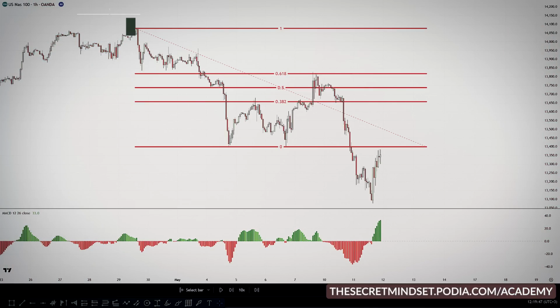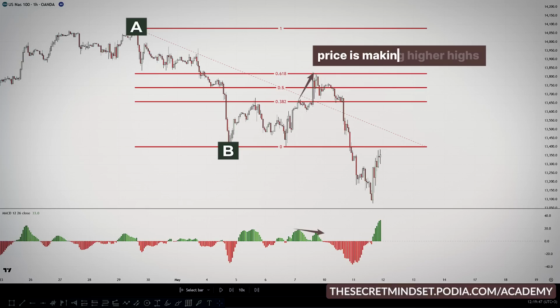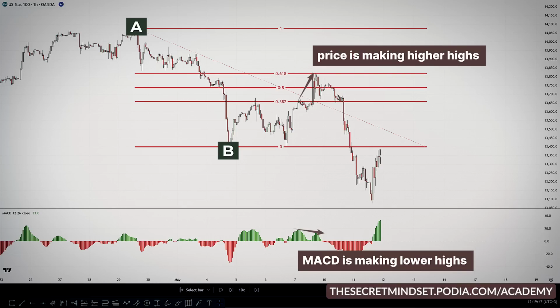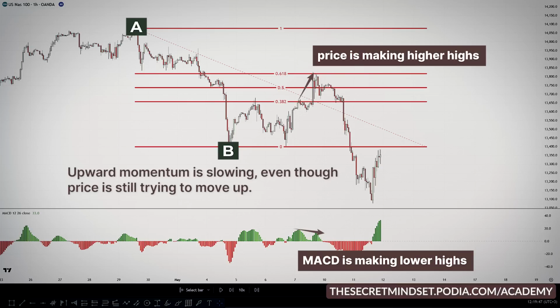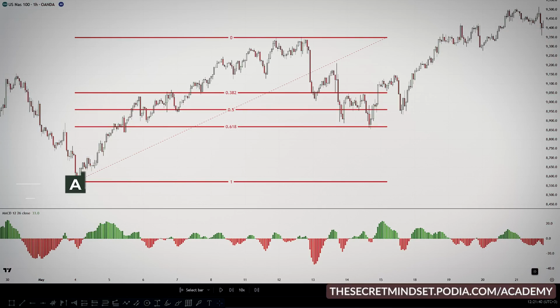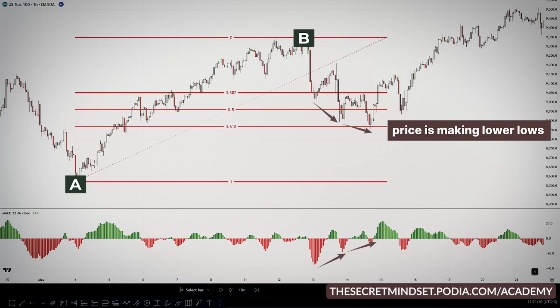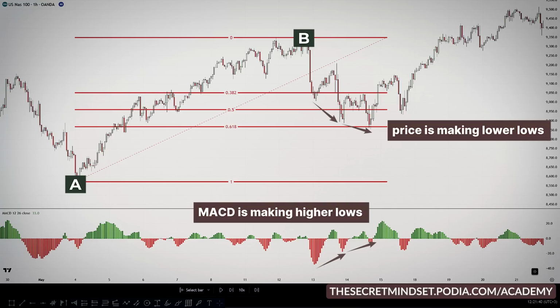Let's talk about how this works in a downtrend. Imagine price hits the 50% Fib level and starts to reverse. Then you look at your oscillator. If price is making higher highs, but your indicator is making lower highs, that's a divergence. It means the upward momentum is slowing, even though price is still trying to move up. This implies the bounce might be over and the downtrend could resume. The same idea works in uptrends too. Let's say price is rising and then pulls back to the 61% Fibonacci level. If you see a divergence on your oscillator right at this level, it's a strong buy signal.